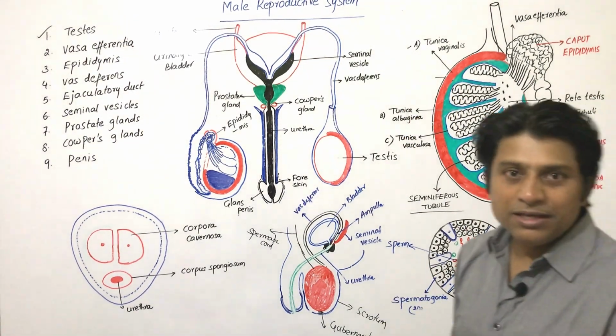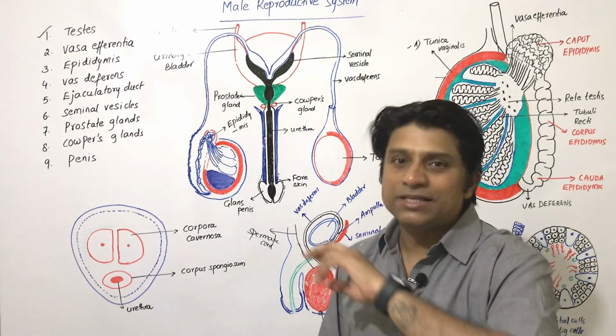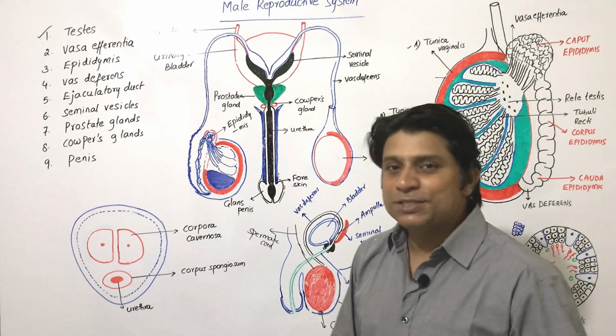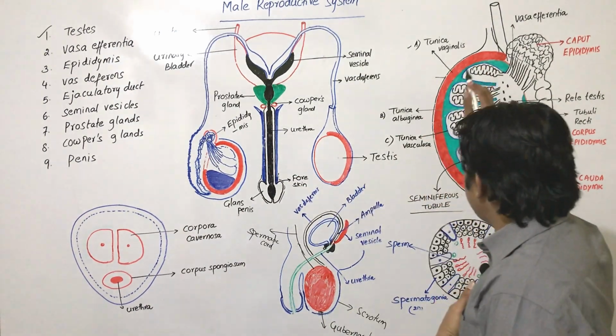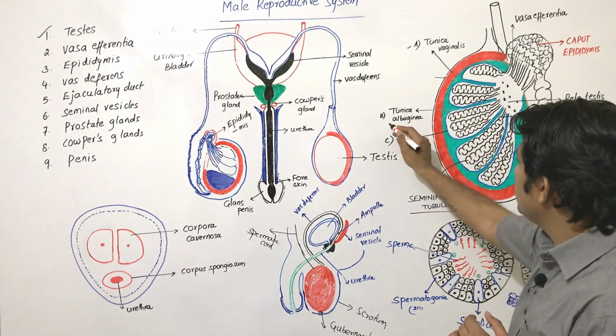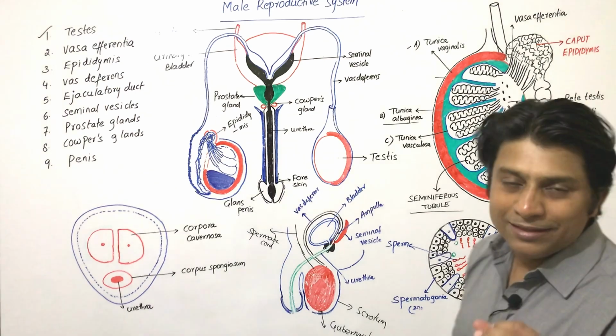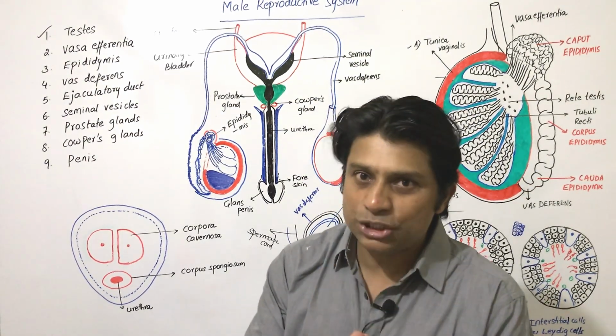The outer layer is called the parietal layer and the inner is called the visceral layer. In between them is a space, a cavity, also present. This is the outermost layer, which is called tunica vaginalis. Just below it, the entire green part is tunica albuginea. It's made of dense white fibrous tissue.